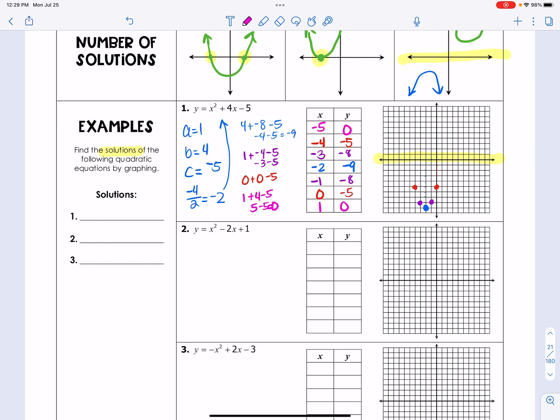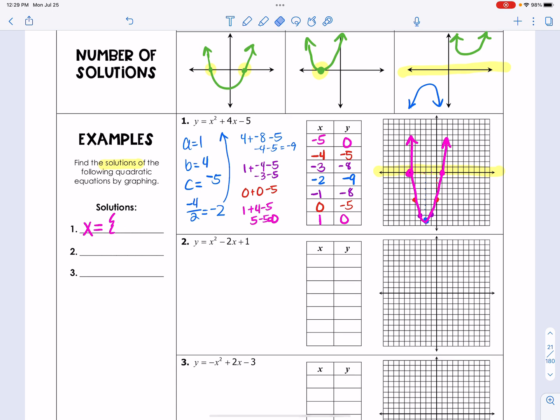Okay, so that would be at 1 and at 1, 2, 3, 4, 5. So when I graph this, my solutions hit at, and they like to use x equals, and then they use the squiggly parentheses to show that this is not a coordinate, but it is 2 separate points. One of them is at -5 and one of them is at 1. And I don't care what order you put those in.